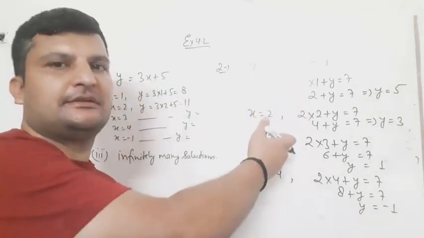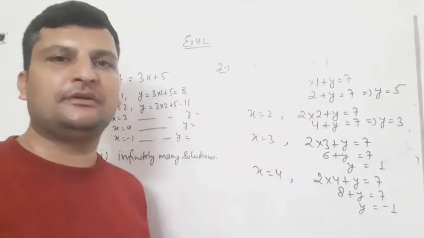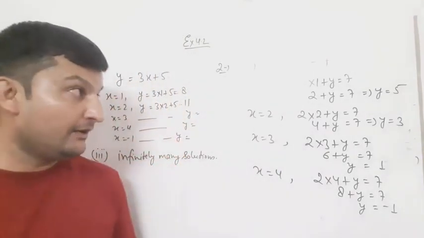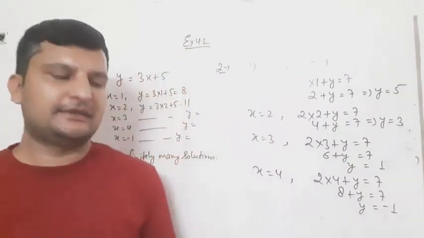Similarly, you can put x is equal to 1 here. You will get the value of y. Similarly, 2, 3, 4, you can put any of the numbers. You will get the values of y here, or either you can put the value of y here, you will get the value of x. Both are similar cases.